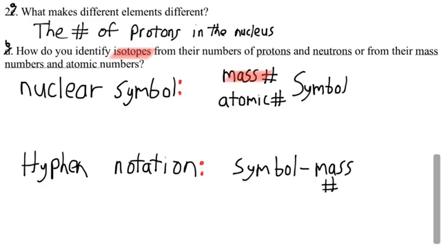Hyphen notation is where you do the symbol, and then you put the hyphen, then you put the mass number, and that's all. So in that notation, you leave out the atomic number. Mass number is protons plus neutrons. Atomic number is just protons, which is found on the top of the symbol in the periodic table. If you need the number of neutrons, then you have to take the mass number and subtract the atomic number.